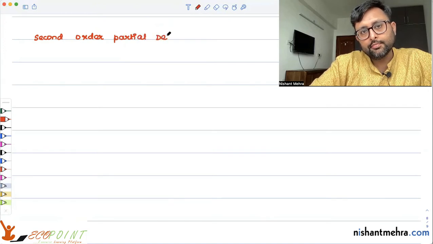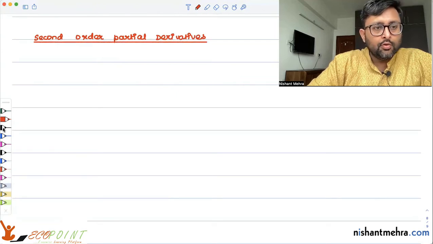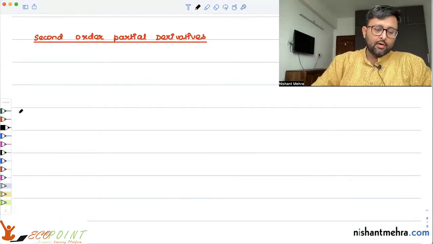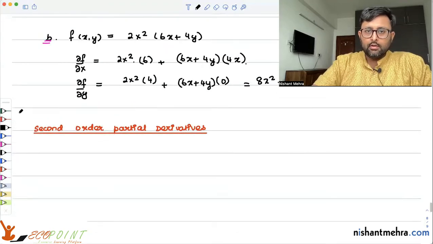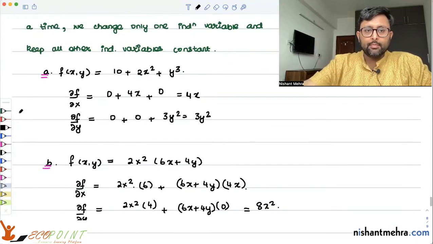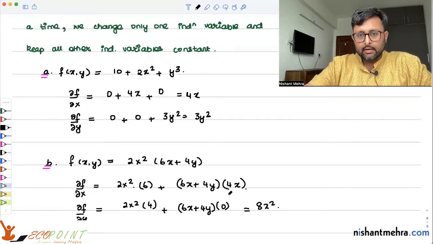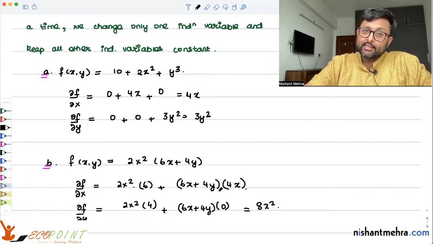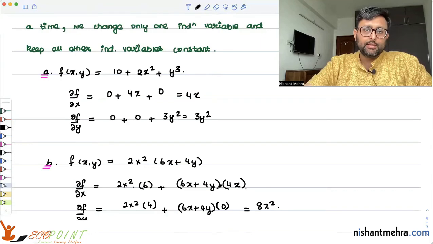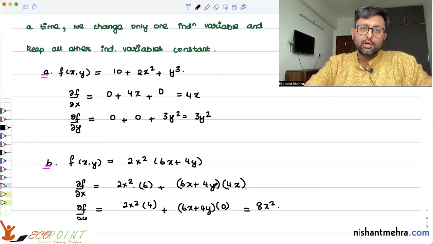Second order partial derivatives. So when you have found out this, for example, just have a look at this del f by del x in this case. So del f by del x itself is a function of two variables. So you can say that the partial derivative of the function is also a function of the n variables.